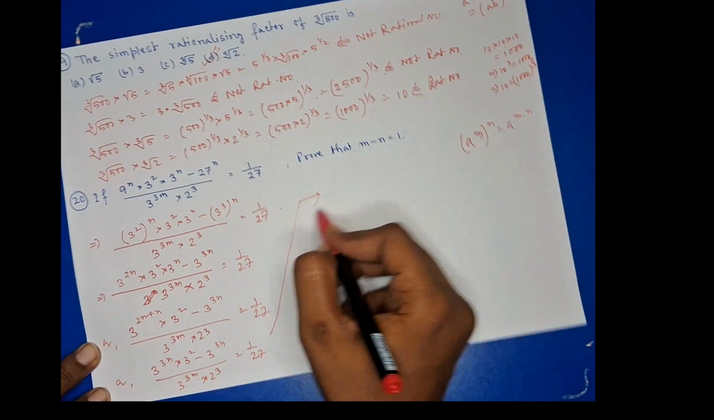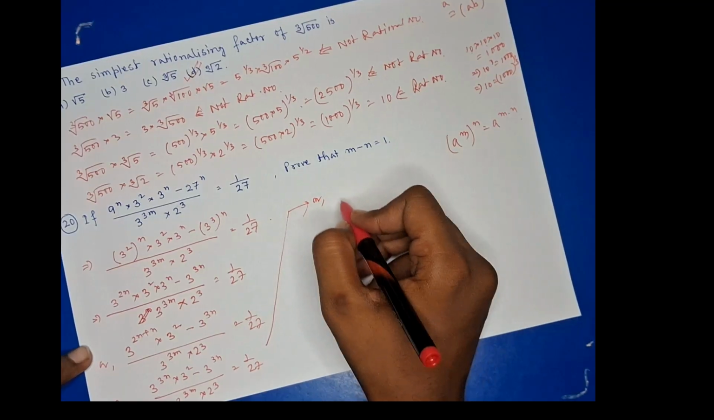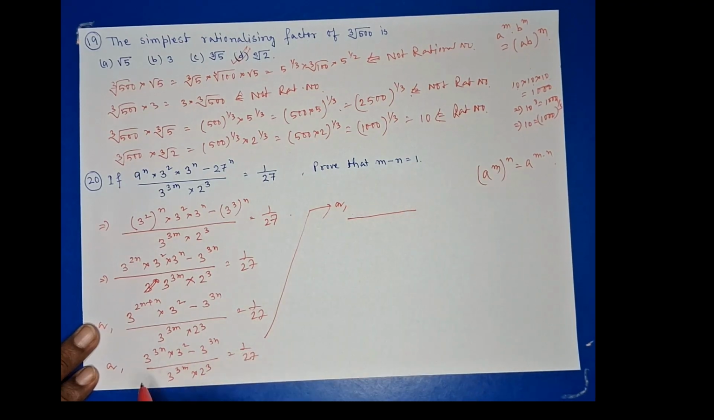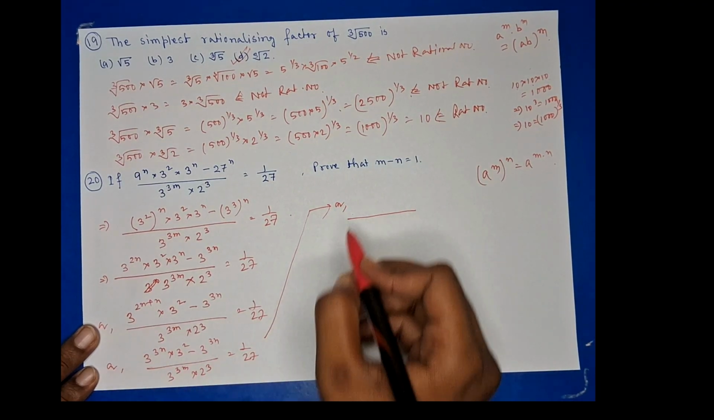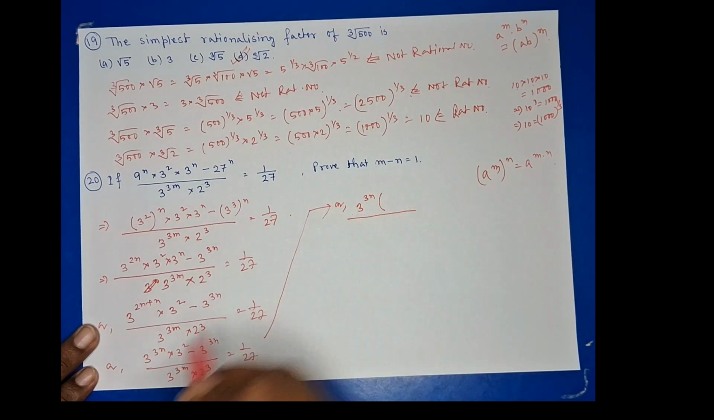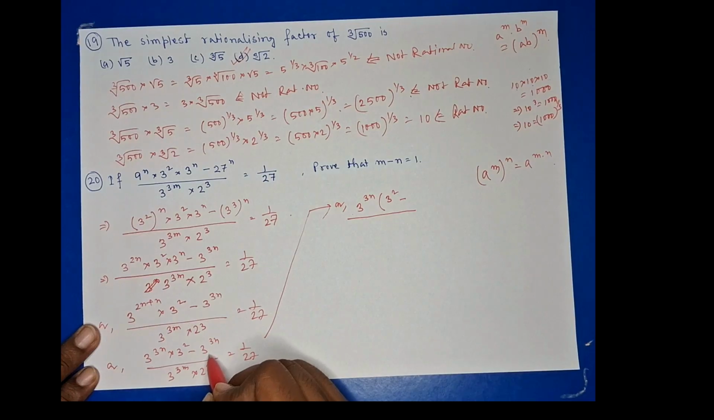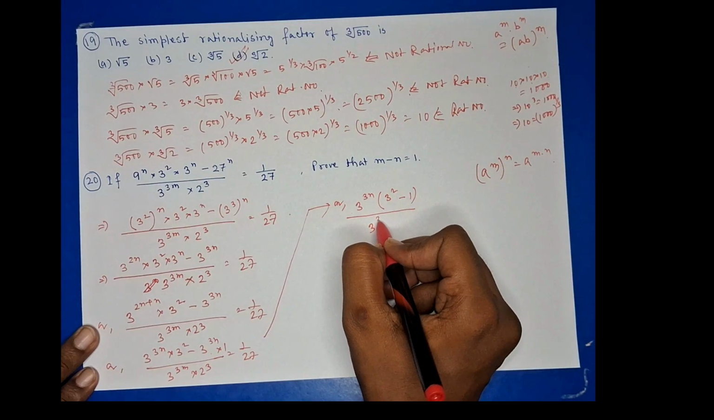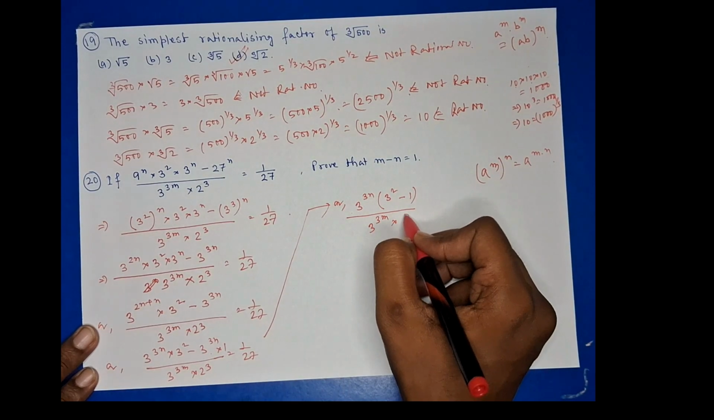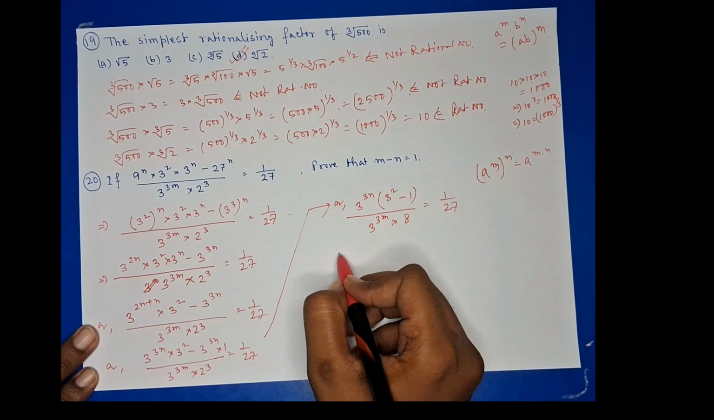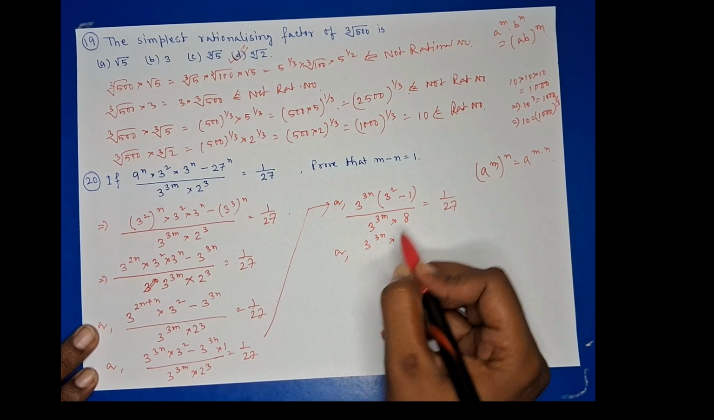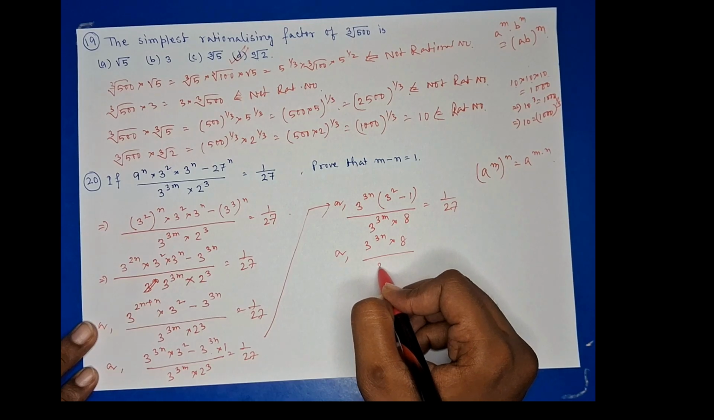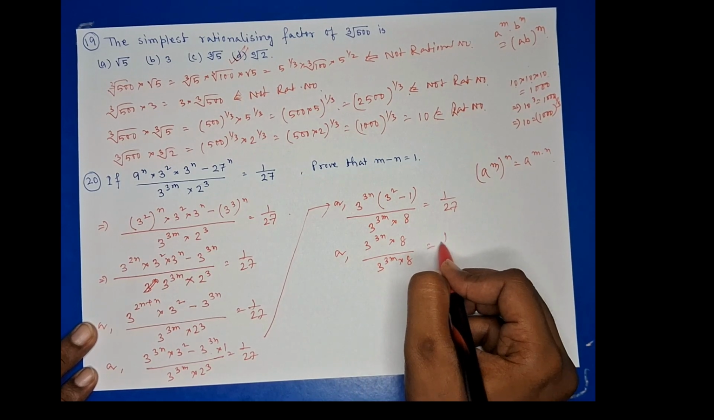Let us come to this side, or let us not waste this space and use it. I can take this 3 to the power 3n common. 3 to the power 3n, then what remains? This is 3 square minus, what will remain here? 1 into 1 if I write, then 1 by 3 to the power 3m into, let us write 2 cube is equal to 8, or 3 to the power 3n into, what is this? 3 square minus 1, 3 square means 9 minus 1 is equal to 8 by 3 to the power 3m into 8 is equal to 1 by 27.